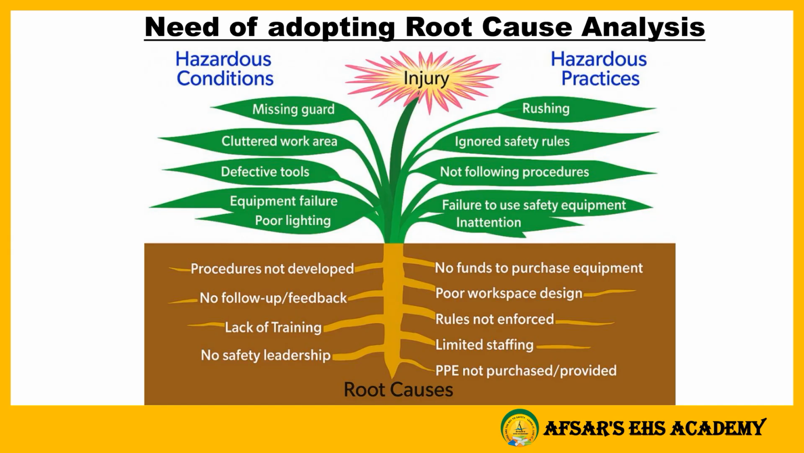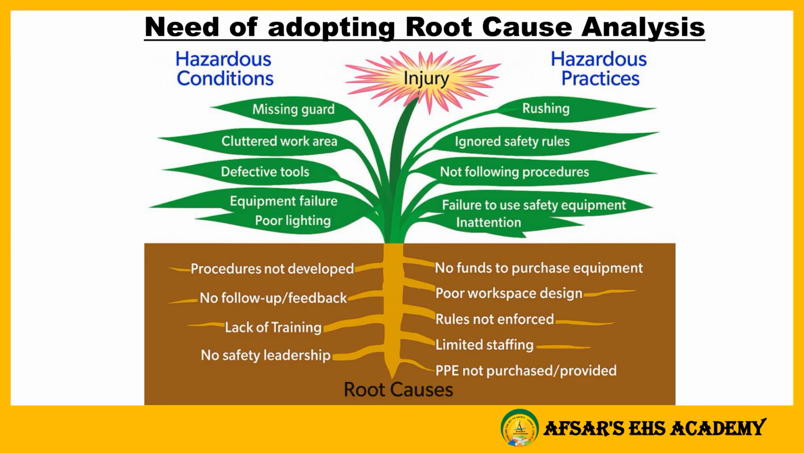This is a diagram of the accident weed. Roots of this weed are the root causes of any incident or accident, and leaves are the immediate causes. Immediate causes are due to hazardous practices, that is unsafe acts, and hazardous conditions, that is unsafe conditions. Hazardous practices, that is unsafe acts, are rushing, ignored safety rules, not following procedures, failure to use safety equipment, inattention, etc. Hazardous conditions, that is unsafe conditions, are missing guards, cluttered work area, defective tools, equipment failure, poor lighting, etc.